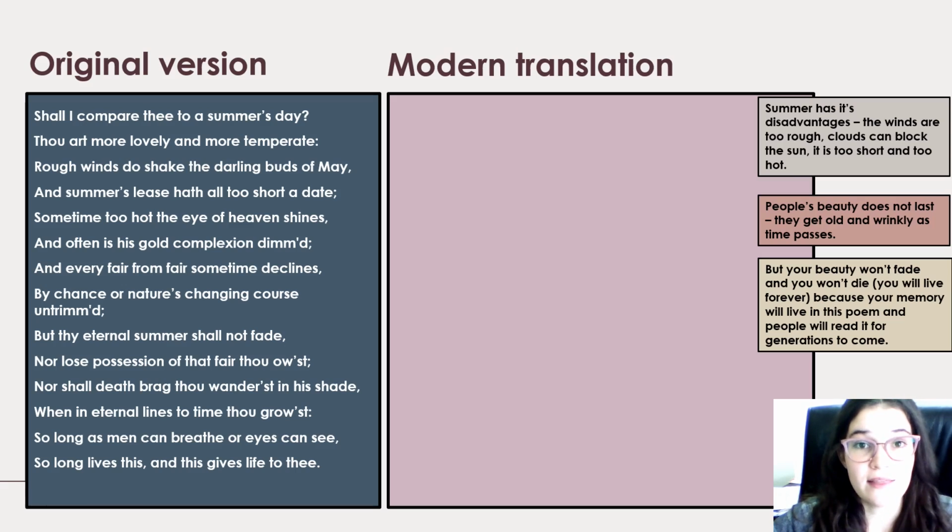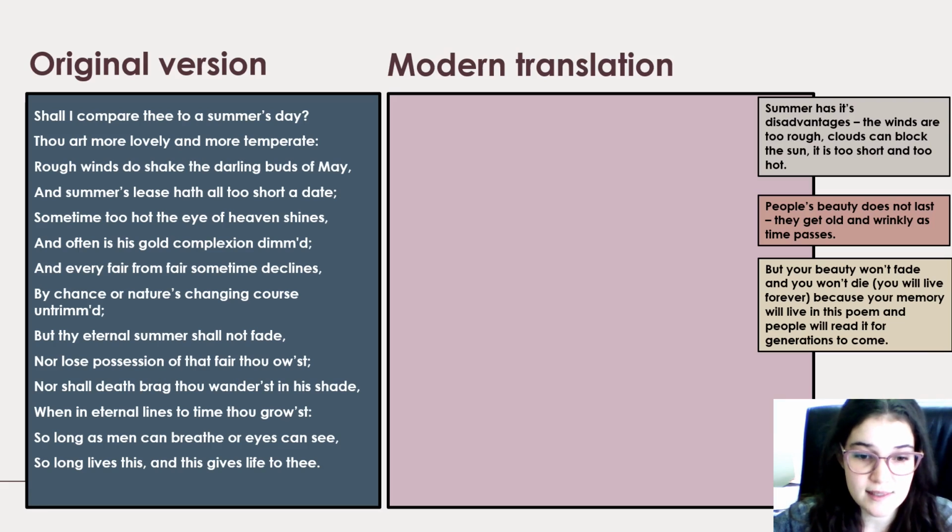Alright, so if we look at the original version of the poem, it reads as follows. Shall I compare thee to a summer's day? Thou art more lovely and more temperate. Rough winds do shake the darling buds of May, and summer's lease hath all too short a date. Sometime too hot the eye of heaven shines, and often is his gold complexion dimmed, and every fair from fair sometime declines, by chance or nature's changing course untrimmed.